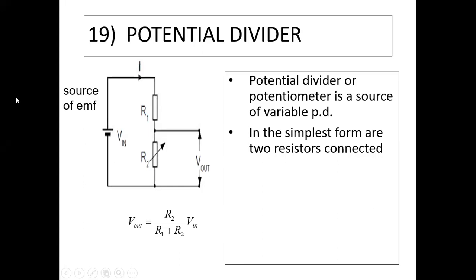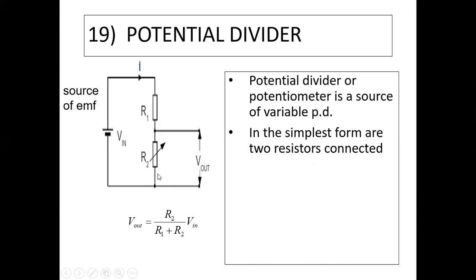Okay, so your potential divider, remember, is just a fixed resistor and then two resistors in series. That can be fixed, that can be variable. And you need to remember the formula. V out here, you take it across R2, so this should be R2. And since this V in is across R1 and R2, then there's R1 plus R2.